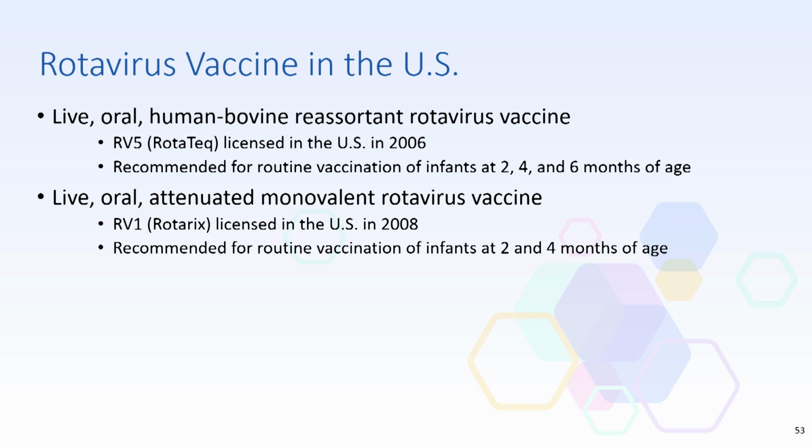RV1, brand name Rotarix, is produced by GlaxoSmithKline. It was licensed in the US in 2008. This live oral vaccine contains an attenuated monovalent human rotavirus strain. RV1 is recommended to be administered in 2 doses to infants at ages 2 and 4 months.